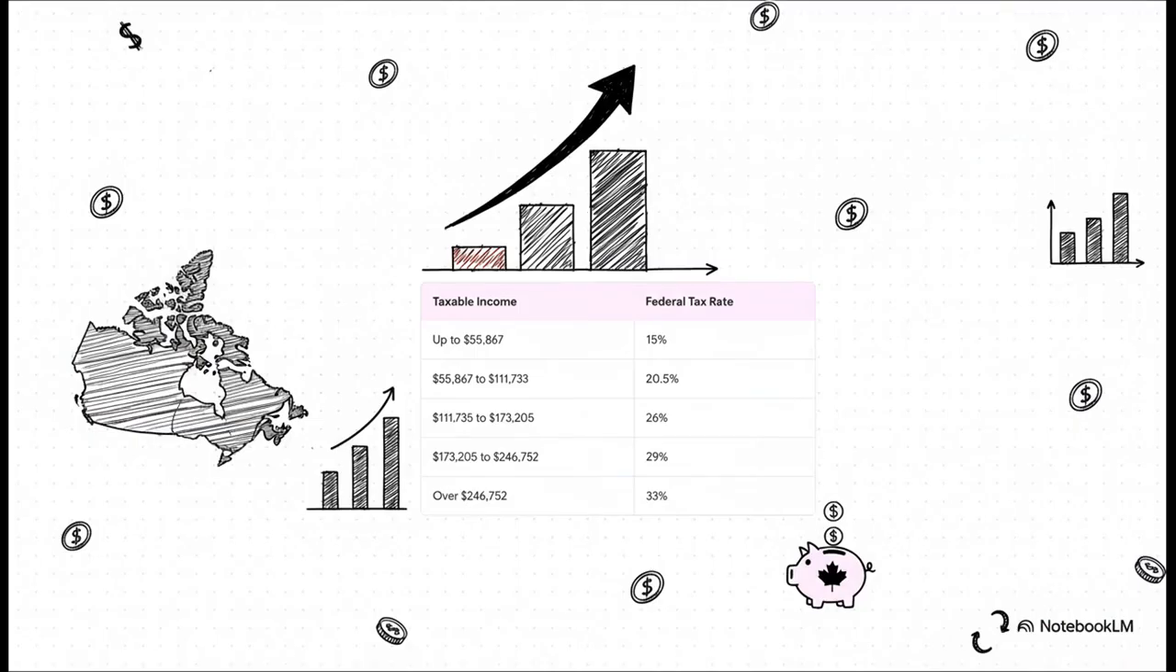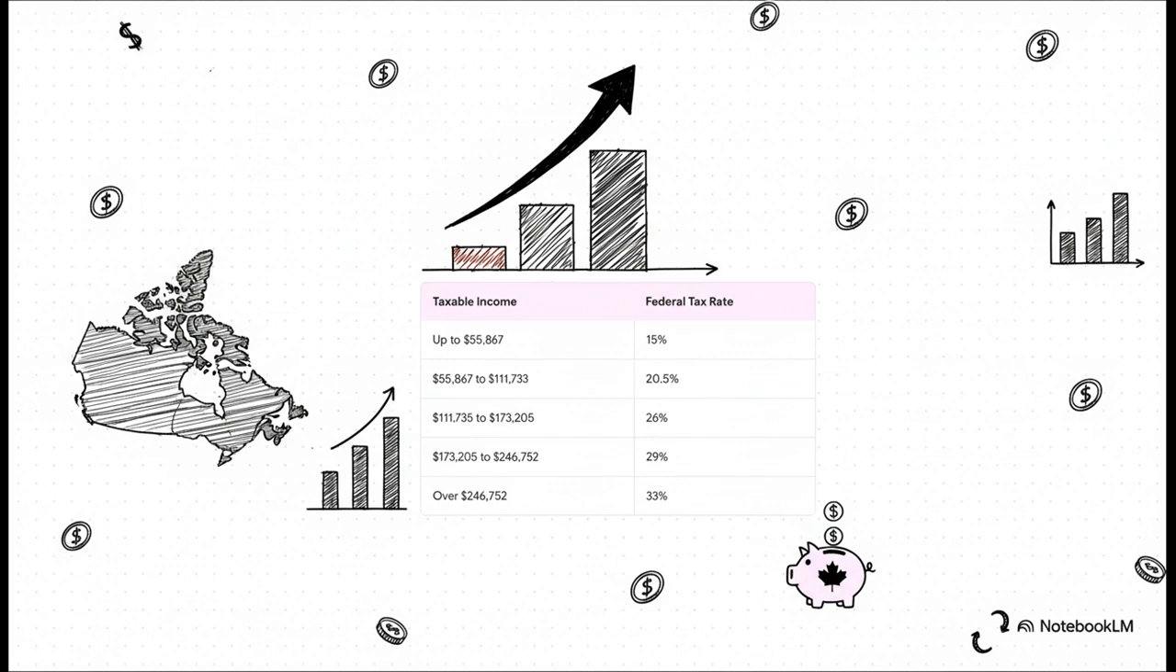Canada uses what we call a progressive or slab system. This means different portions of your income are taxed at increasingly higher rates. Look at the table. Your first roughly $55,000 of income is taxed at 15%, but the money you earn above that gets taxed at the next rate up, 20.5%, and so on. And remember, these are just the federal tax brackets.